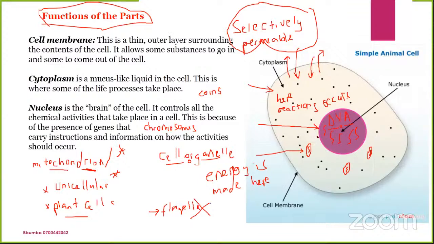Now, there are some other cells which we call prokaryotic cells. Those cells do not have a nucleus. Rather, their DNA is found lying free in the cytoplasm. Now, that is the difference.